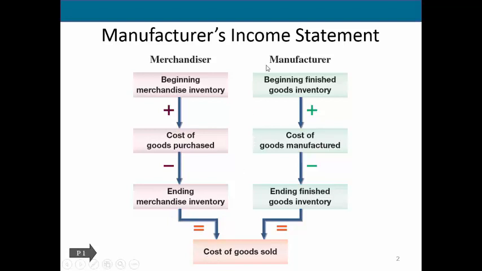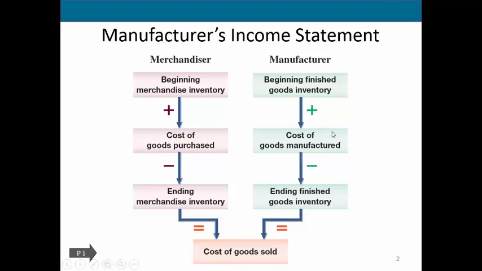Now we're looking at a manufacturer. The biggest difference here is that rather than starting with a beginning merchandise inventory, we start with beginning finished goods inventory. And let's emphasize here, we're not talking about our raw materials inventory. We're not talking about our work in process inventory. We're only looking at the goods that were already complete at the beginning of the period. So this is the beginning finished goods inventory.